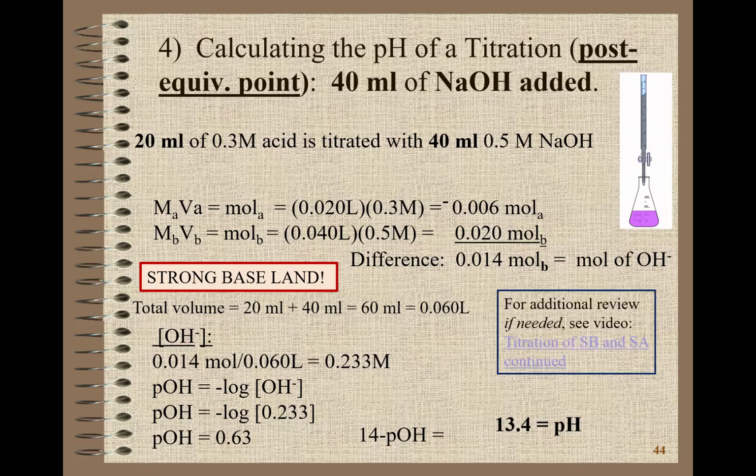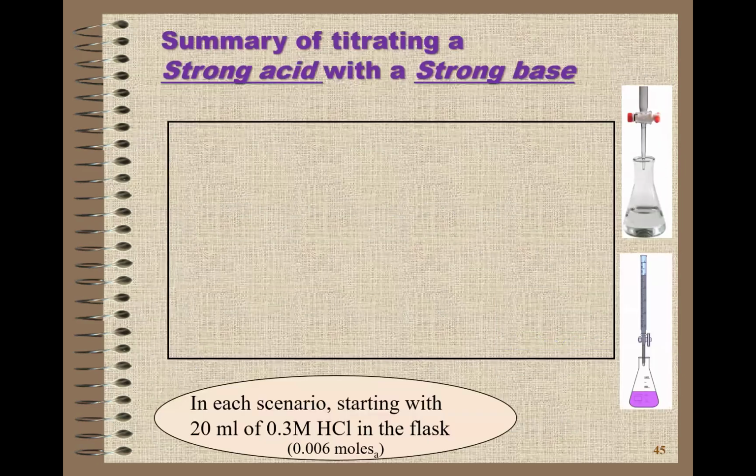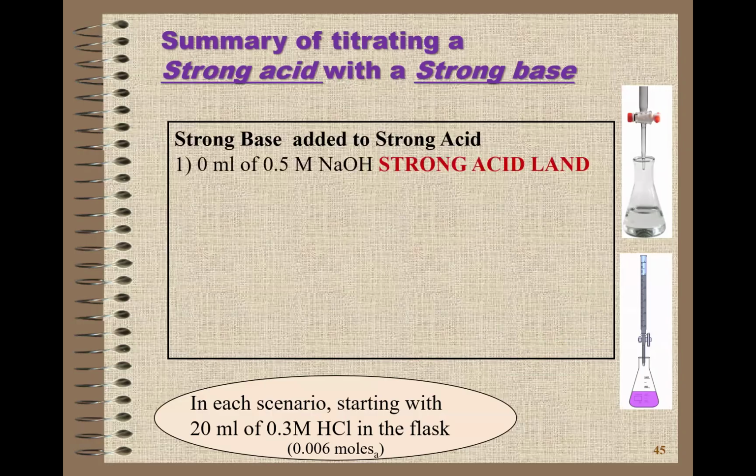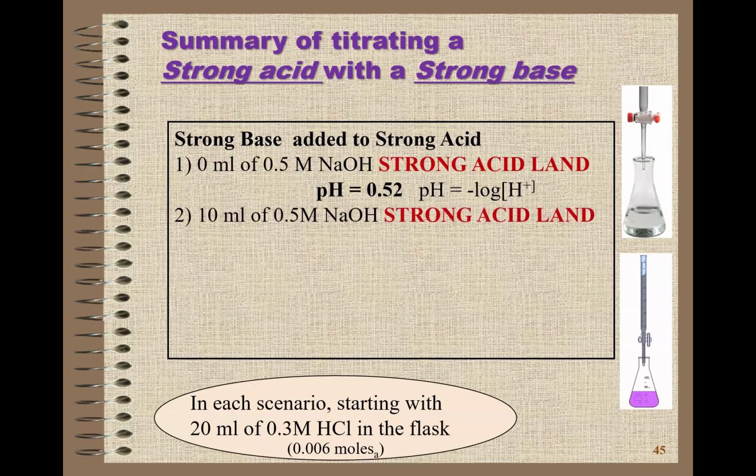Okay. Again, we have a video that goes over this for reinforcement. So what do we do here? Well, in each case, we had 20 milliliters of 0.3 molar HCl. That stayed the same. It's clear in the beginning, and ends up like that. First case, strong acid land, and the pH was 0.52, and that's how we got it. The second case, we're still in strong acid land. We do the same thing.